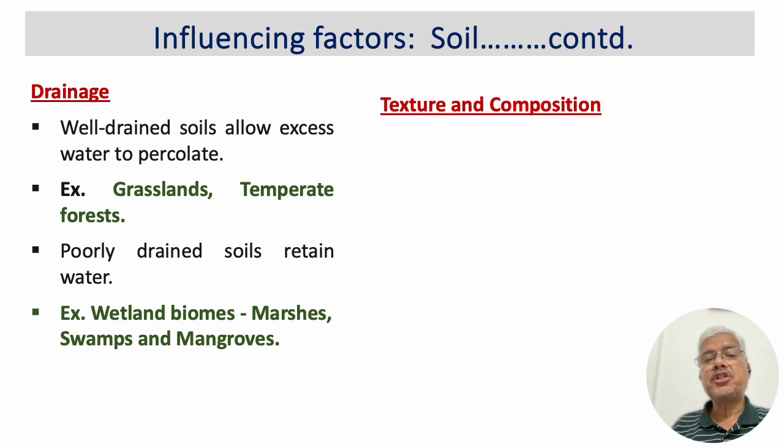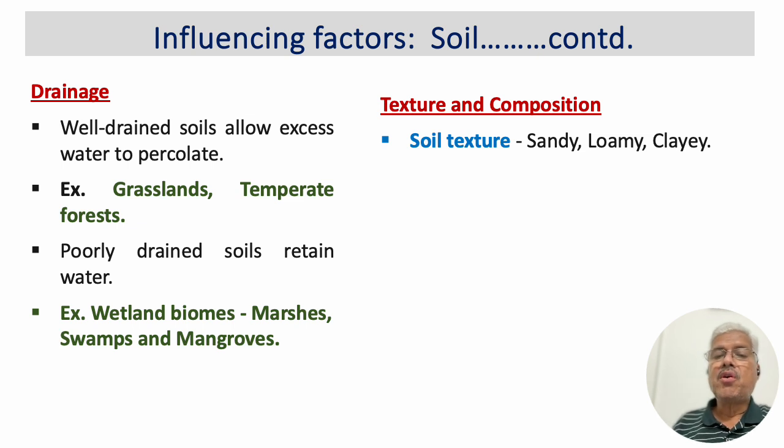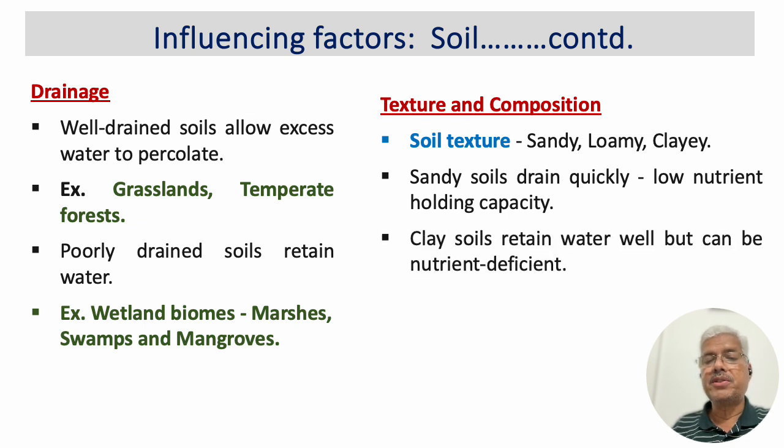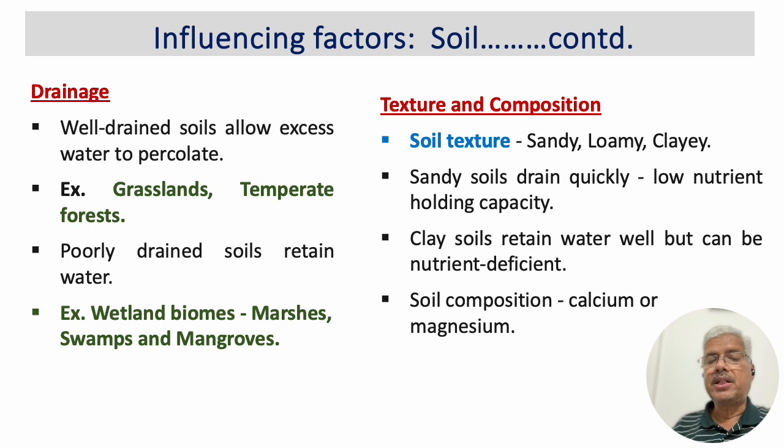With reference to texture and composition, the soil texture like sandy, loamy, clayey affects water retention and nutrient availability. Sandy soils drain quickly and have low nutrient holding capacity, while clay soils retain water well but can be nutrient deficient if not balanced with other components. The soil composition, including the presence of minerals like calcium, magnesium, can also influence the types of plants that can thrive in a particular area.